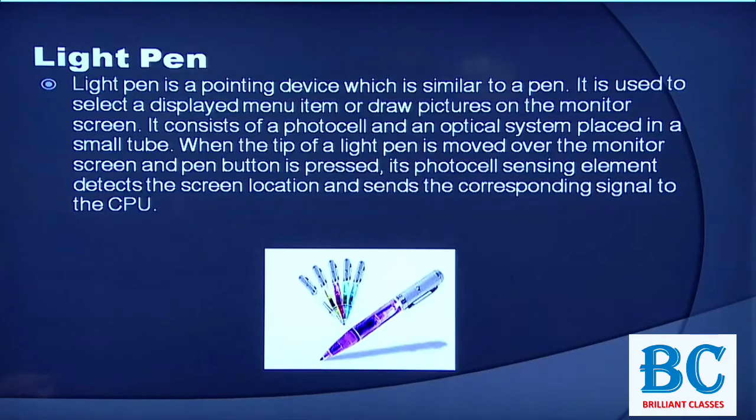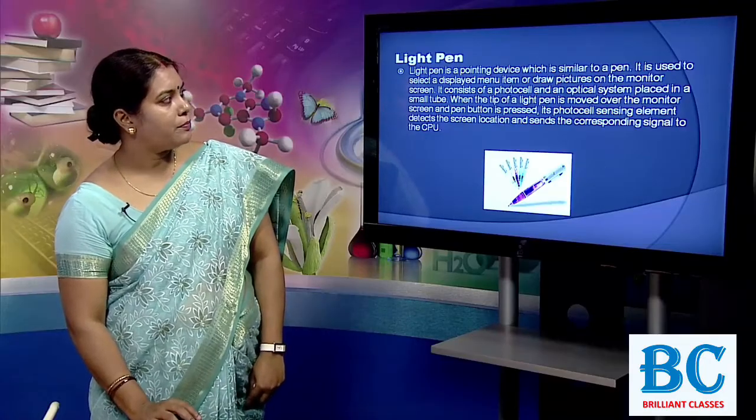Then the next we have light pen. You can see the diagram of the light pen. So light pen is basically a pointing device which is similar to a pen, and it is used to select a displayed menu item or draw pictures on the monitor screen. It consists of a photocell and an optical system placed in a small tube. When the tip of the light pen is moved over the monitor screen and the pen button is pressed, its photocell sensing element detects the screen location and sends the corresponding signal to the CPU. So this is about light pen.